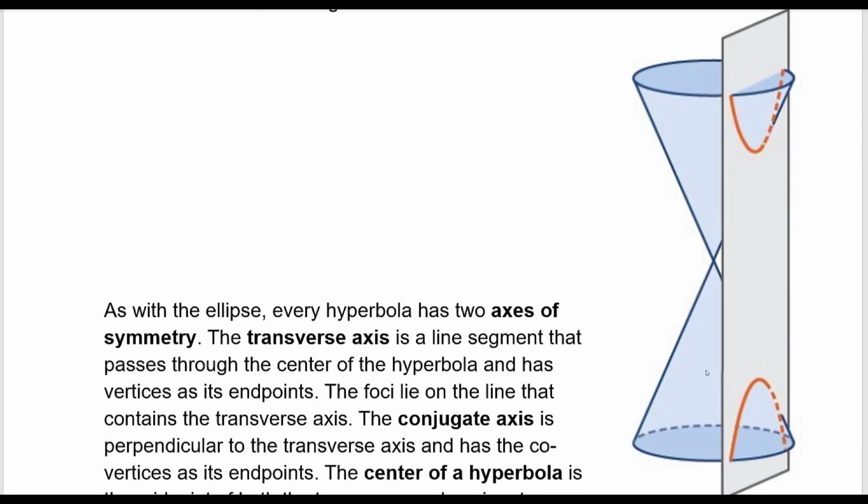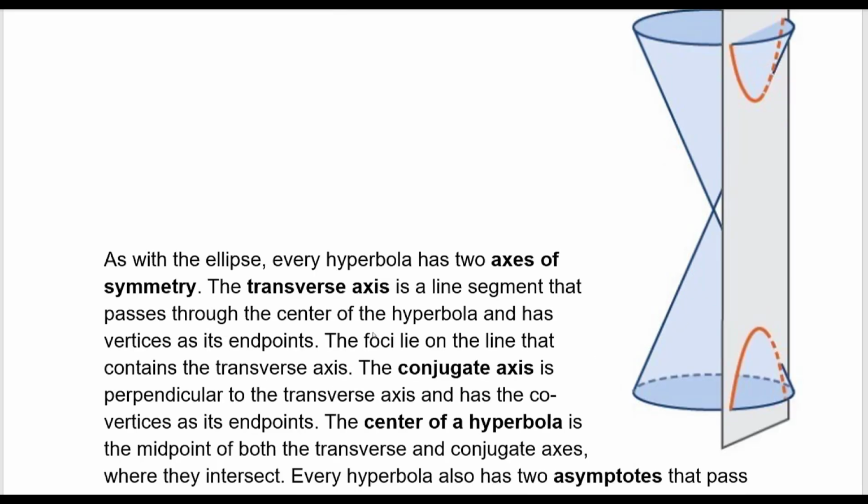So remember our conic section, if you saw the video I had for ellipses, if we have this plane that is parallel to the axis of symmetry, where it hits the cone creates these curves. These curves are hyperbolic. As with the ellipse, every hyperbola has two axes of symmetry. The transverse axis is a line segment that passes through the center of the hyperbola and has vertices as its endpoints. So going through the center there.